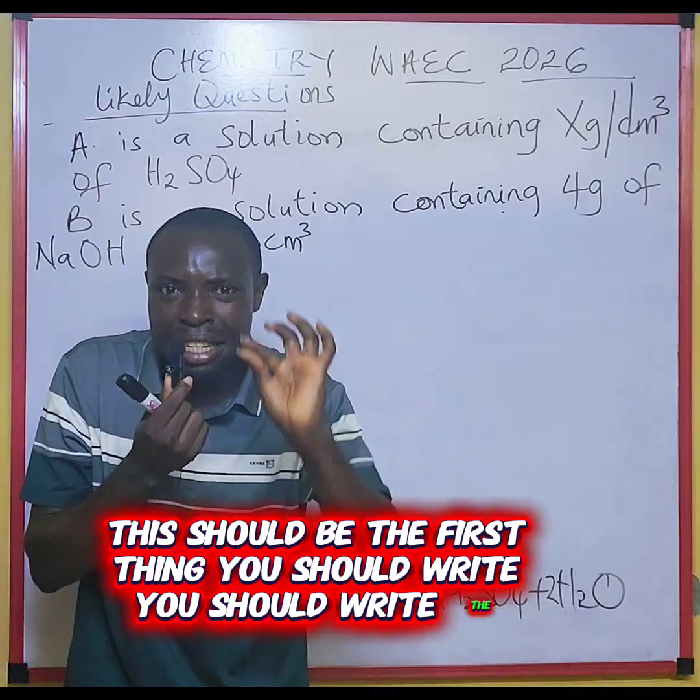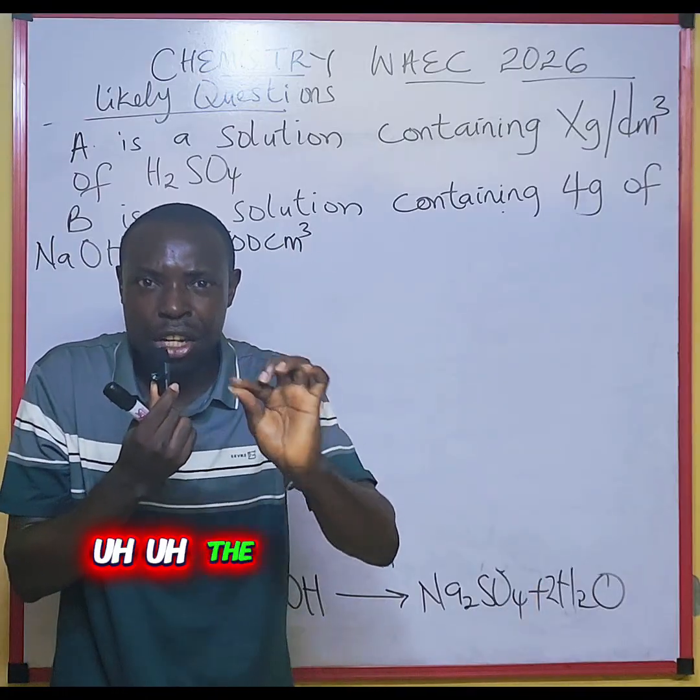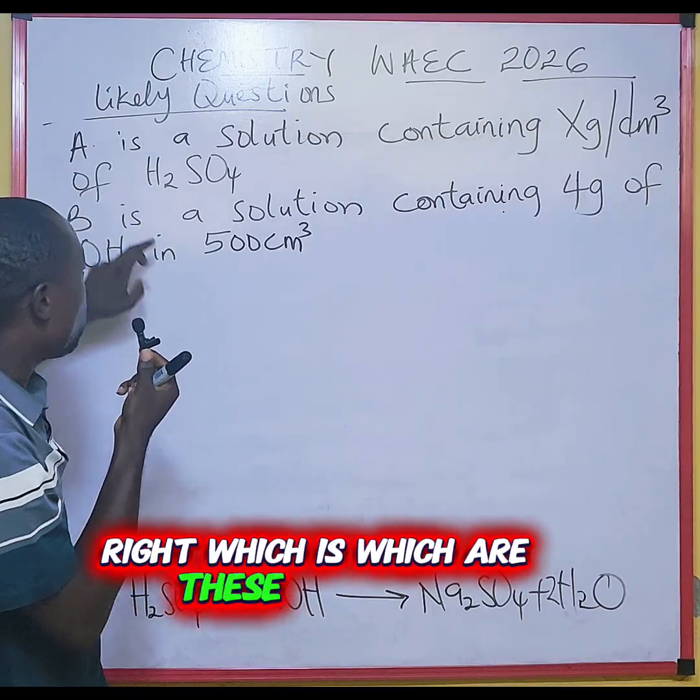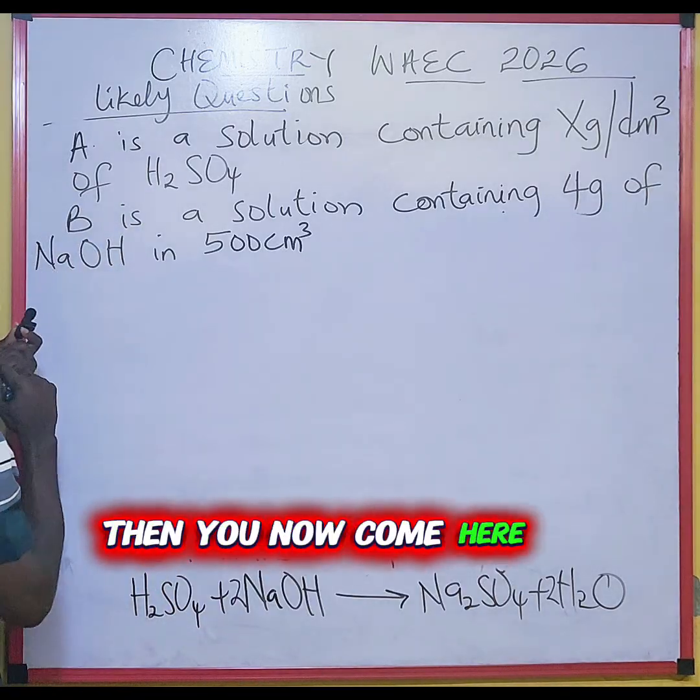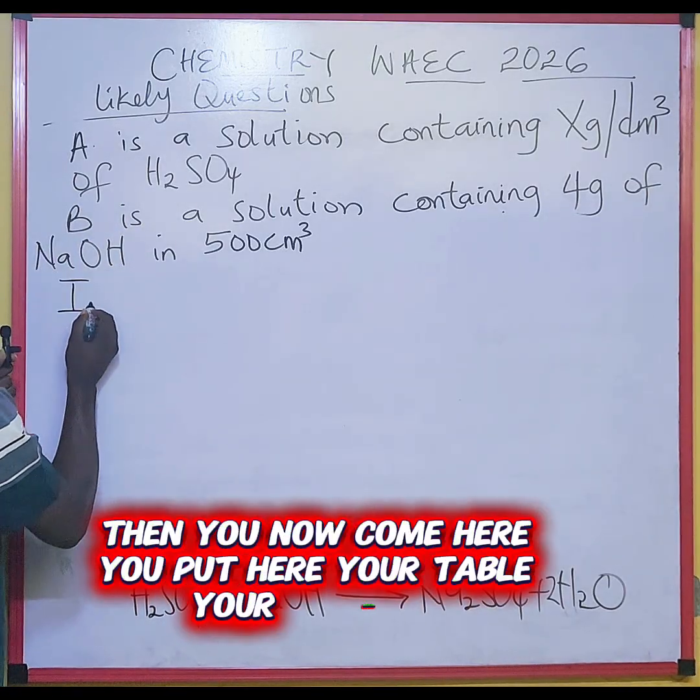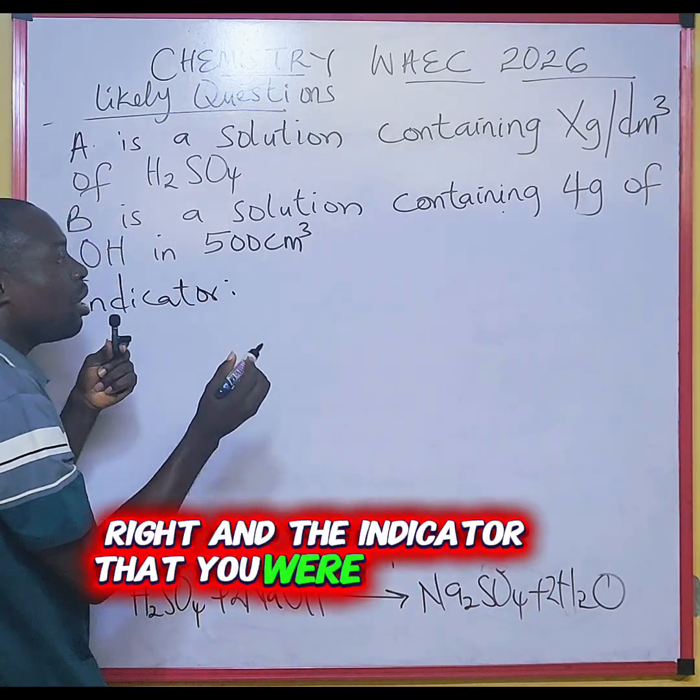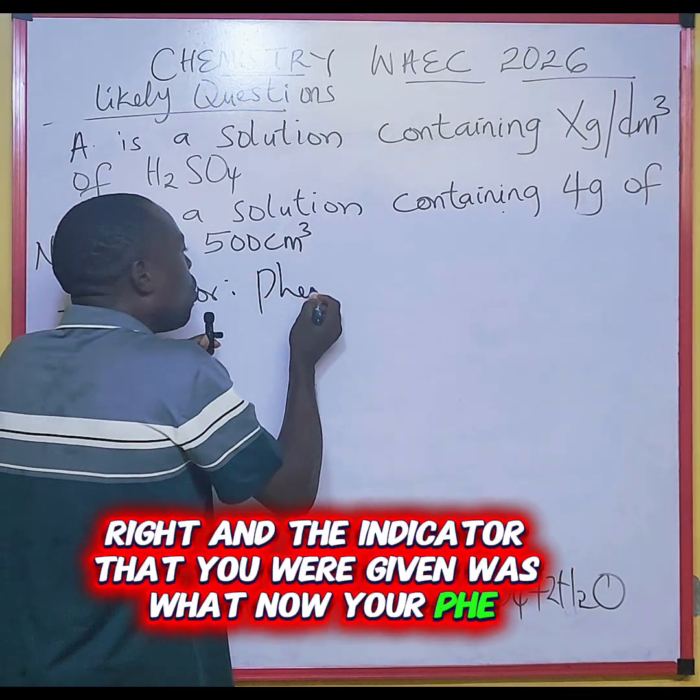You should write the quantity that you were given, right? Which are these two first. Then you come here and put your table, your indicator, right? And the indicator that you were given was what now? Your phenolphthalein.